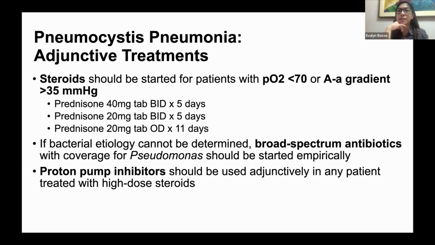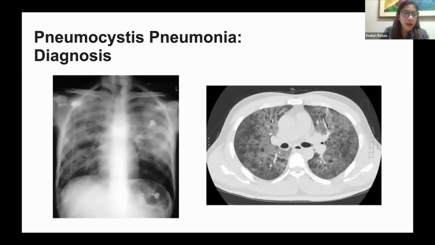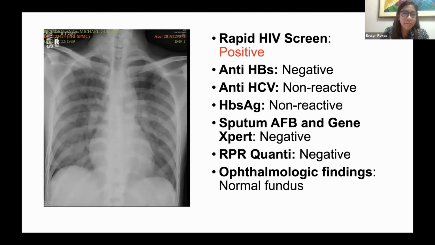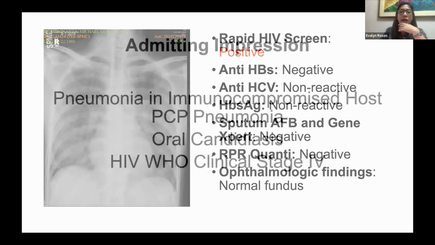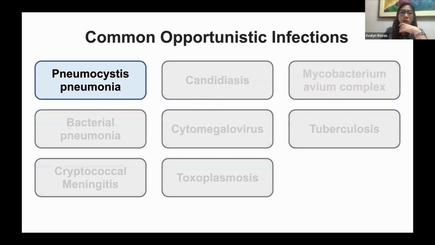As I've said, steroids are usually given if indicated. They should be started for those patients with a PaO2 of less than 70 or an A-a gradient of more than 35 millimeters of mercury. So for our patient, the A-a gradient is 66.5 and the PaO2 is 57, so we can actually start steroids in this patient.